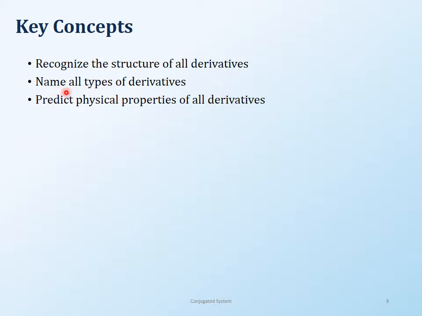You should be able to name the derivatives. I especially ask you for esters and amides. Acyl chlorides and anhydrides, not so much. But definitely for esters and amides, you should know, and you should be able to predict a little bit about the physical properties, for example, solubilities and so on, for all the derivatives.